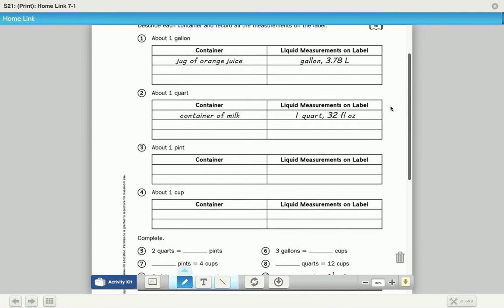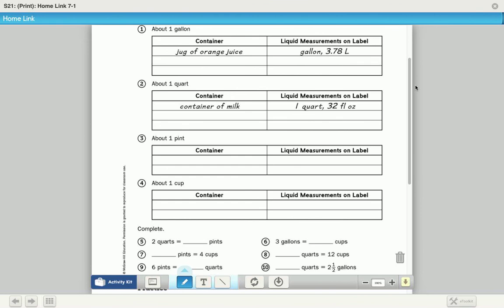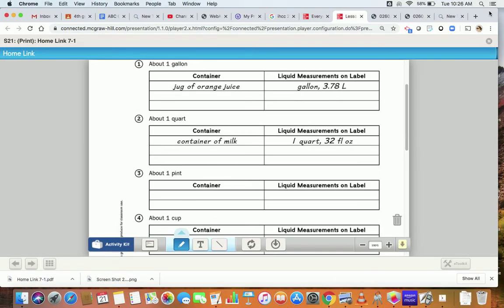All right, so we're going to go over the home link. At the top, you were supposed to find something in your refrigerator that was close to a gallon, a quart, a pint, and a cup. So I'm going to show you a couple of screenshots of some things that I found in my own refrigerator.